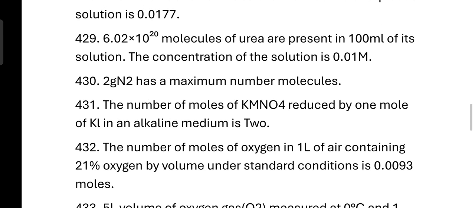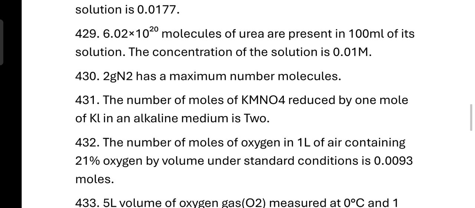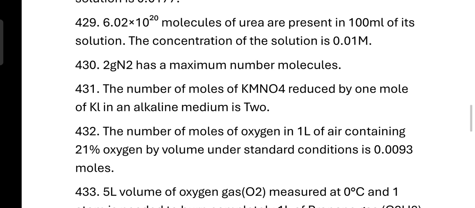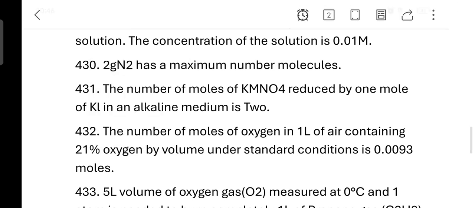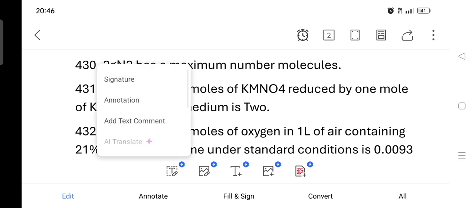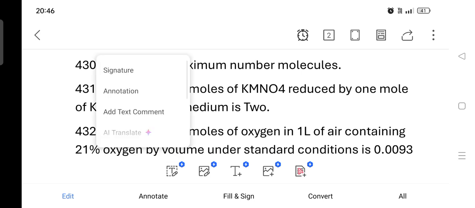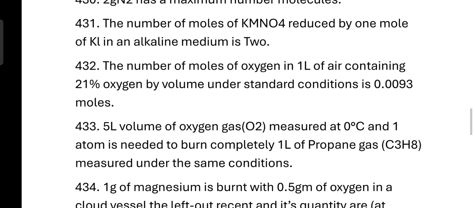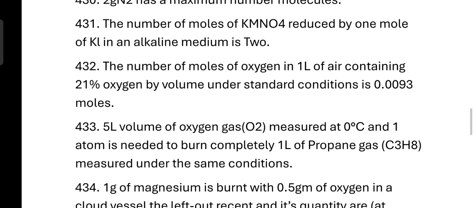6.02 × 10^20 molecules of urea are present in 100 ml of its solution. The concentration of the solution is 0.01 M. 2 grams of nitrogen has the minimum number of molecules. The number of moles of KMnO4 reduced by 1 mole of KI in an alkaline medium is 2.